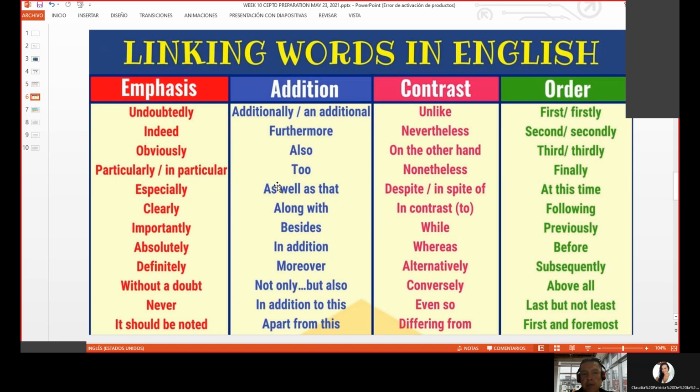But remember, keep in mind that in open gap activities, it's always going to ask you to write one word to fill in the gap. It's never going to be something long like "as well as that" or "last but not least." It's never going to be something long. It's always going to be: fill in the gap with one word. Let's continue with the next slide.